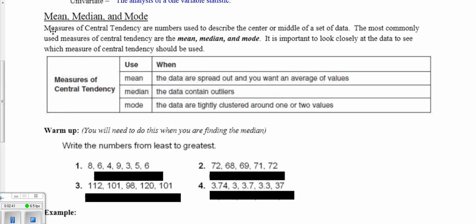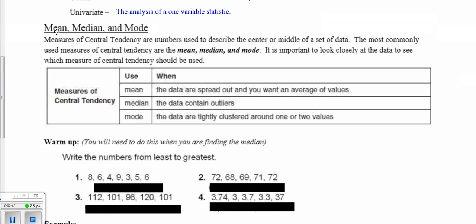So let's dig a little bit deeper into these ones. We got the mean, median, and mode. These are the measures of central tendency. So again, these are the numbers used to describe the center or the middle of a set of data. The most commonly used measures of central tendency are the mean, median, and mode. And again, we've kind of gone over these. Mean basically just means the average, median just means the middle, and the mode means the most common.